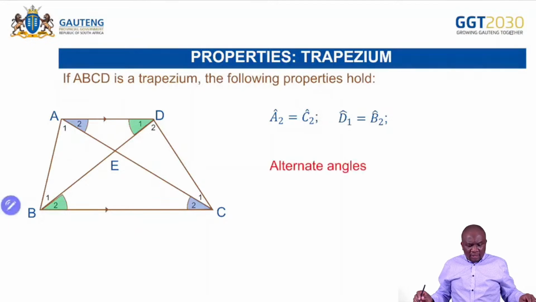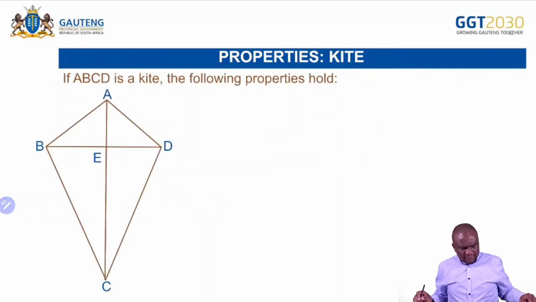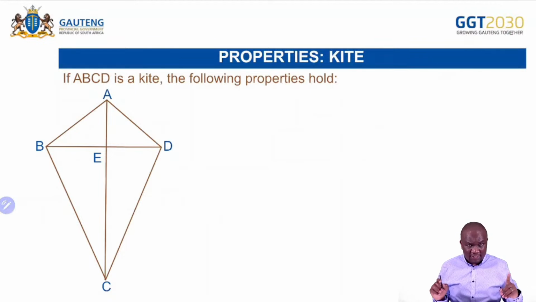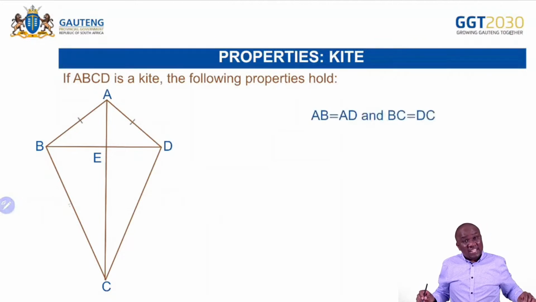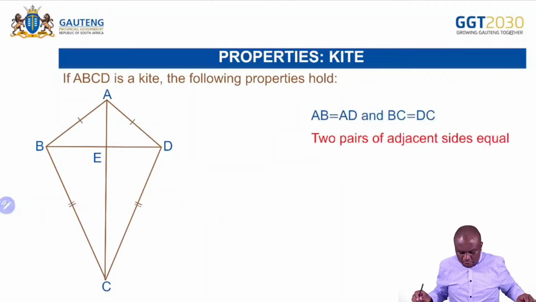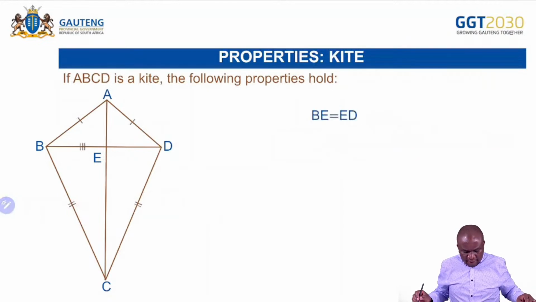Okay? And then the kite. Please take note of this. Kite: the adjacent sides are equal, like AB is equal to AD and BC is equal to DC. Please don't write notes, just listen, and then you can take your notes later. So two pairs of adjacent sides are equal. And then we have BE equal to ED.